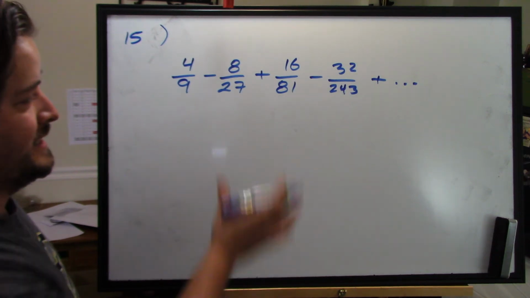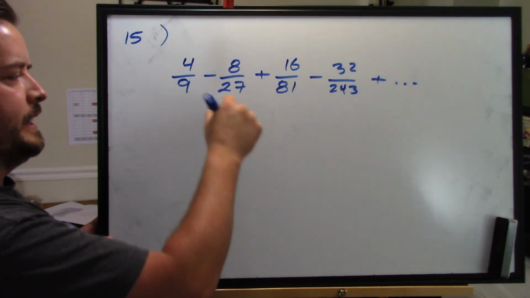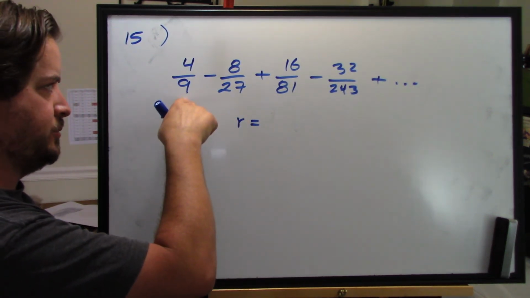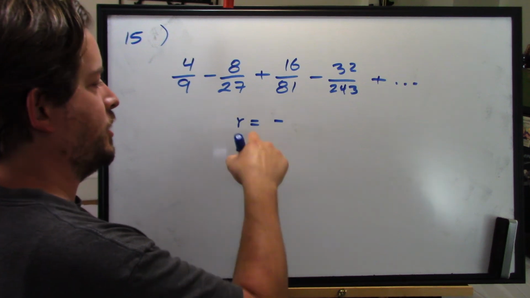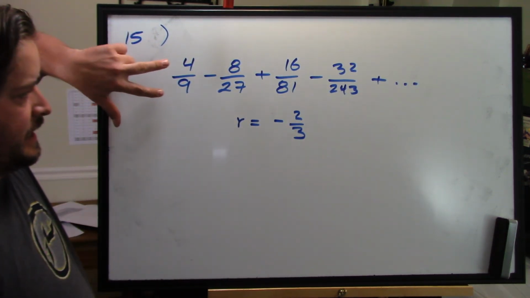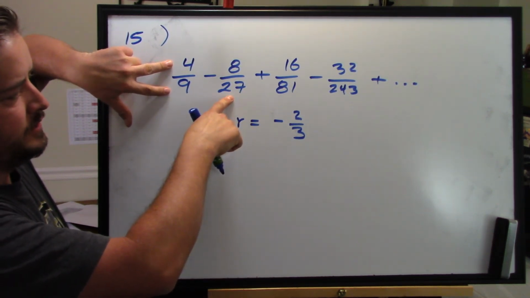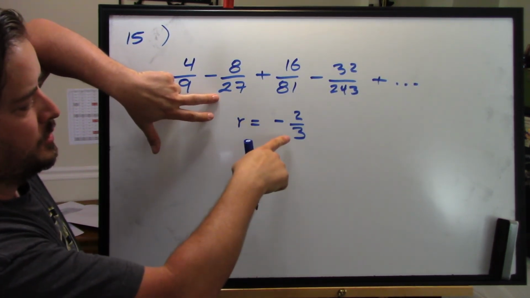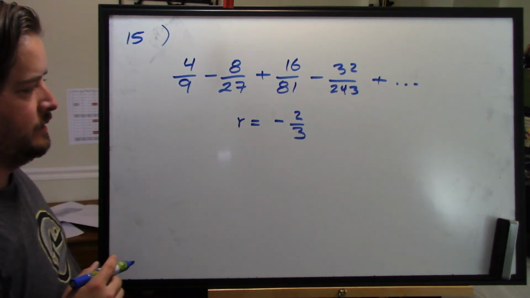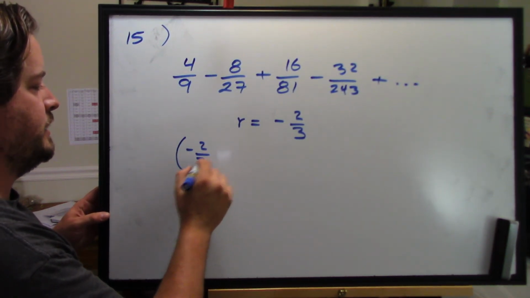The easiest way is to take this sequence and turn it into a summation notation. I can see here my R, if I take any one of these numbers and divide it by the previous one, the ratio is negative 2/3. That is to say, take 4/9 and multiply it by negative 2/3, and you get negative 8/27. Which, if you take that and multiply it by negative 2/3, you'll get 16 over 81, and so on and so on. So that is to say, I have a negative 2/3 to the k.